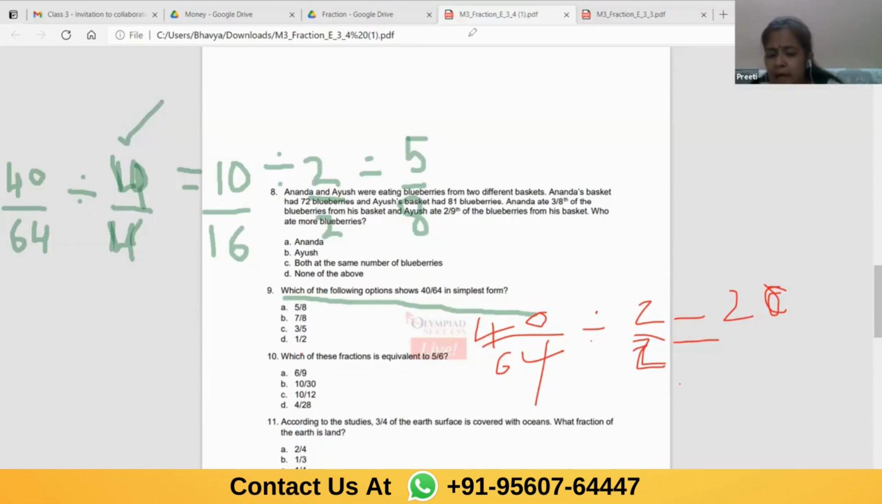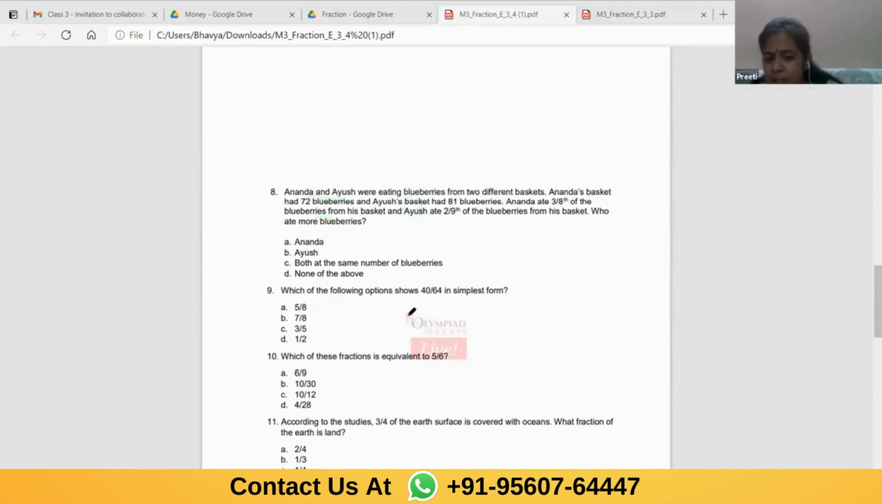Boy Bobby, is it clear how to reduce the fraction? Yes, ma'am. Simplest form means you just have to keep on reducing till you can no longer reduce. Means when the numerator and denominator do not come in the same table, then we have to stop. Mom, can you go to 15? Yes, Kian, I'm doing number wise.